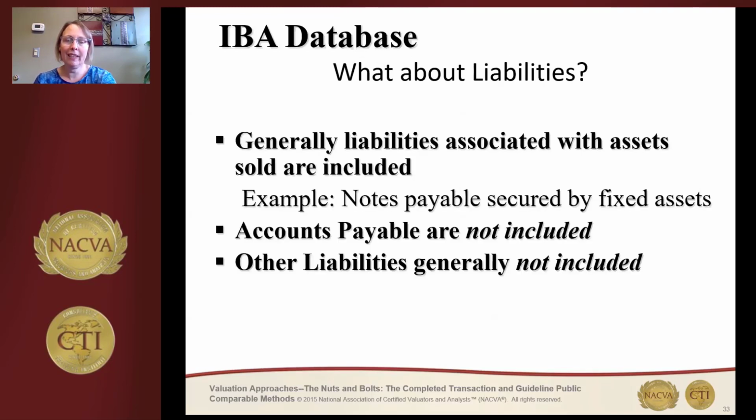So what about liabilities? Generally, liabilities associated with assets sold are included. So notes payable secured by fixed assets. Or if we had a vehicle and a vehicle loan offsetting it, those would be included together, the net of the two. Accounts payable are typically not included, and other liabilities are generally not included either.